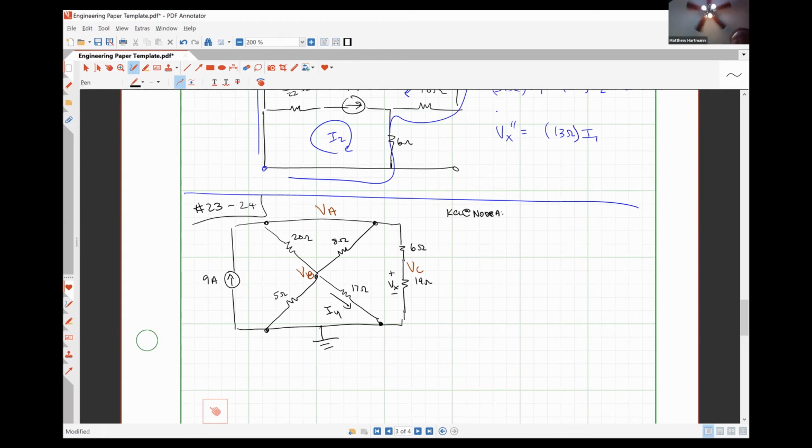node A equation. I'm going to have -9 amps plus VA minus VB over 20 plus VA minus VB over 8 plus VA minus VC over 6 is equal to 0.